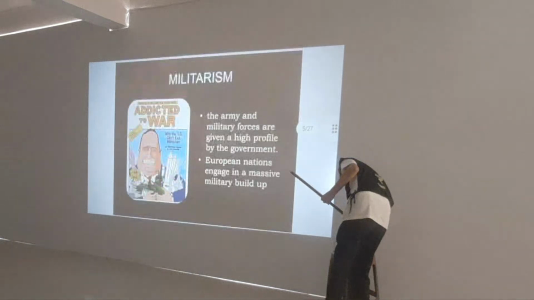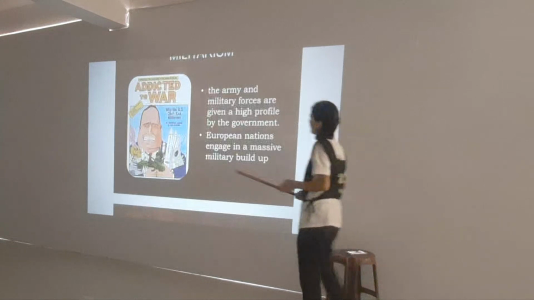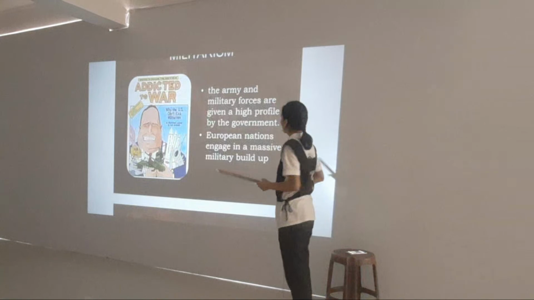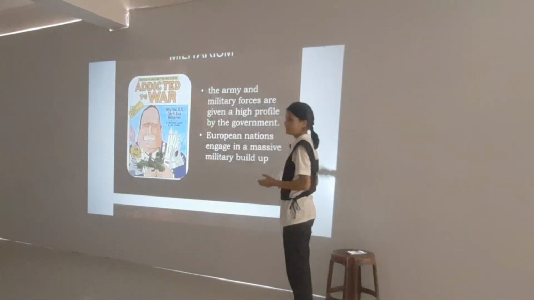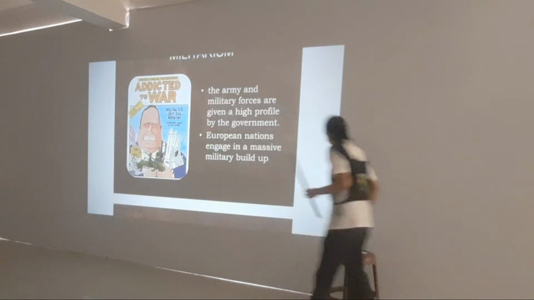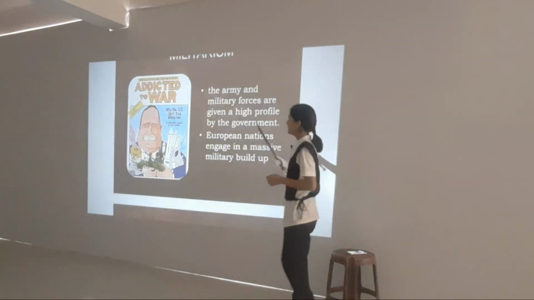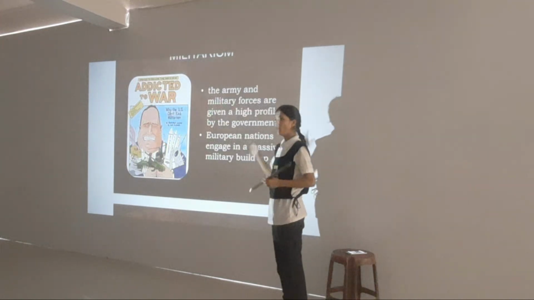So, coming to militarism, as we have discussed, if a country was more militarily empowered, it used to have a high-profile status, and European nations engaged in a massive military build-up. There was a scramble for power among the nations. For example, Italy and Britain were all fighting to colonize more continents and secure their raw materials, thus creating a high demand in the world market.